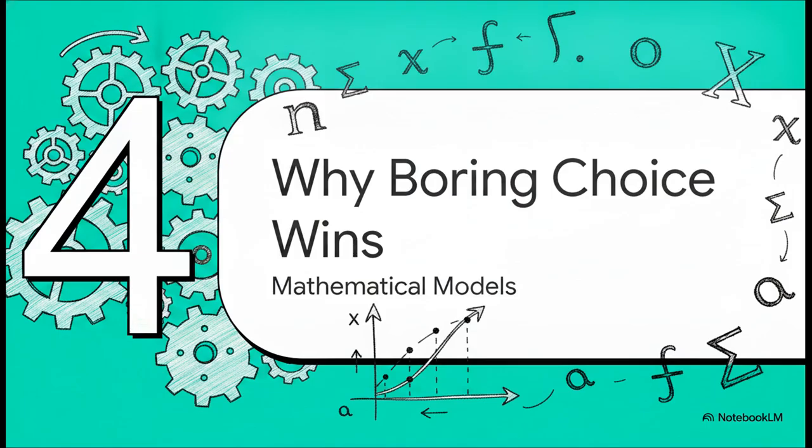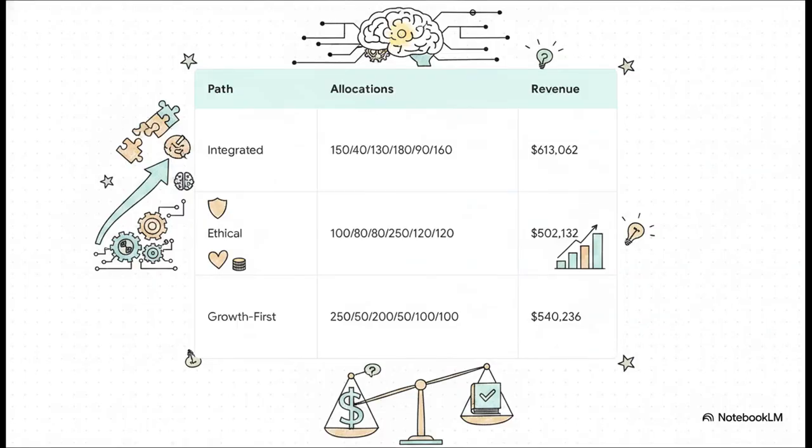Next up, Section 4, Why Boring Choice Wins. Let's look at the mathematical models under the hood. The simulation scoring engine is wonderfully counterintuitive. There are actually 3 primary defensible paths hard-coded into this thing: integrated attribution, ethical restraint, and growth first. And as you'd guess, the projected revenue for each varies wildly. But the critical takeaway here is that there's no single correct allocation. Instead, there are deliberate choices that require very different types of defenses.